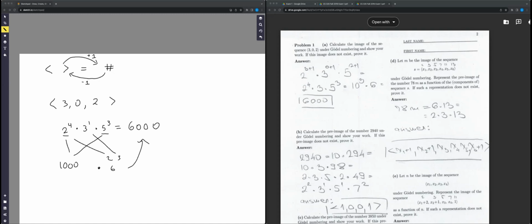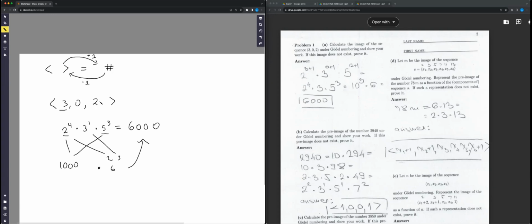Okay. Can you show us where you got those numbers again? The 2, 3, and 5? These are prime numbers, right? And the position of the number represents what prime. So this is the first position, so it represents the first prime. Second position represents the second prime, and third position represents the third prime.